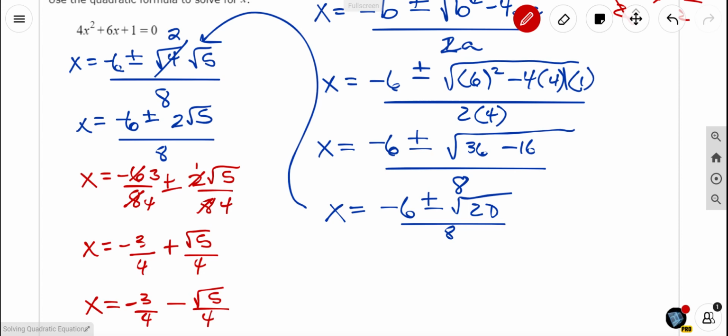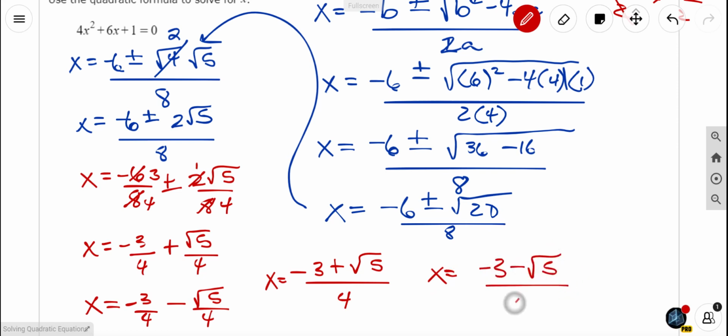Okay, it can also be written as negative 3 plus or minus root 5 all over 4. That way, I don't know which way Alex is going to ask you. It depends sometimes on its mood too. So it can be written like this, or like this. Two different ways to write it.